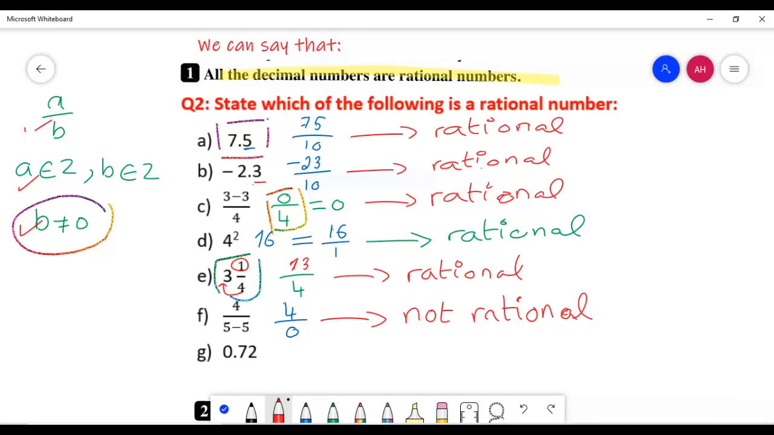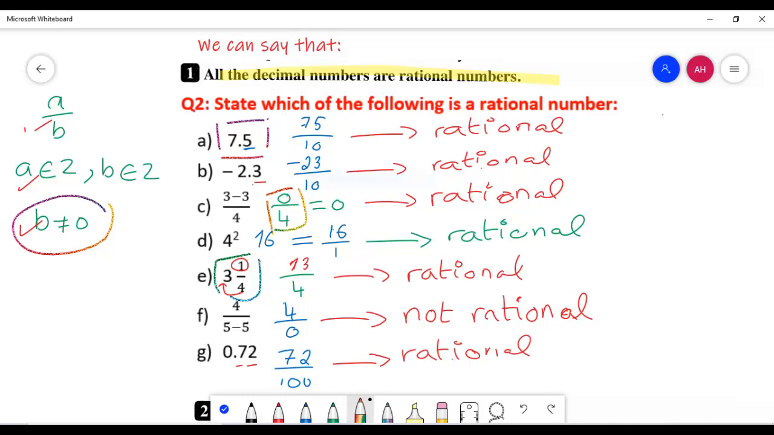Let's go for number G. 0.72. It's a decimal. How many decimal places do I have? I have 2 decimal places. So my denominator is going to be 100. And I'm going to write the whole number as it is without the decimal. 72 over 100. My numerator 72 is an integer. My denominator 100 is an integer, and my denominator is not equal to 0. So yes, 0.72 is a rational number.